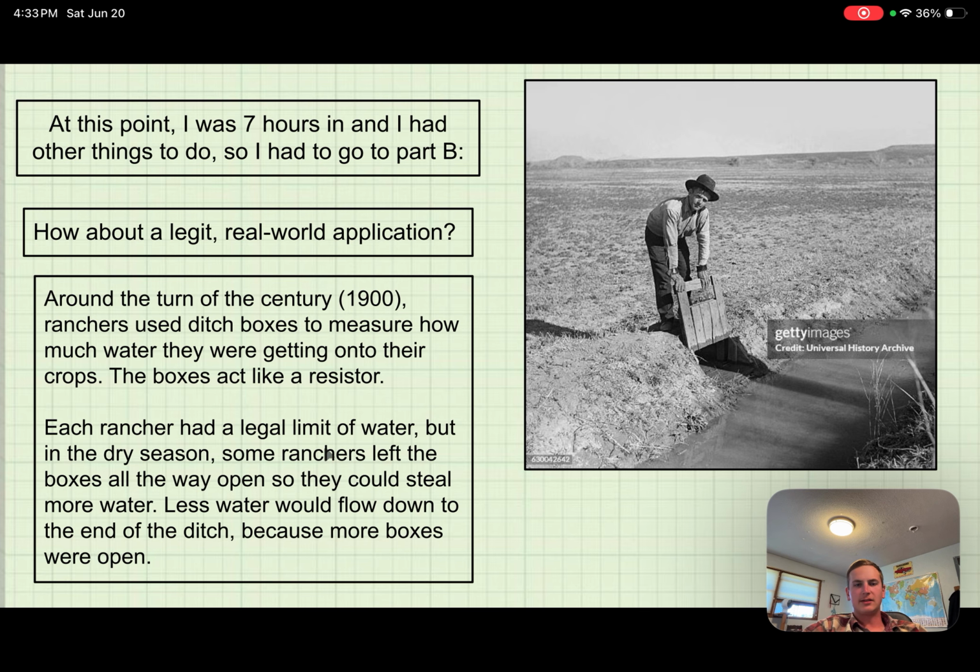Each rancher had a legal limit of water. Of course, in the dry season, you want more water because your crops are dry and your animals are thirsty, whatever. They would open their ditch boxes all the way, reducing the resistance. And then, of course, there's less water for the next guy.